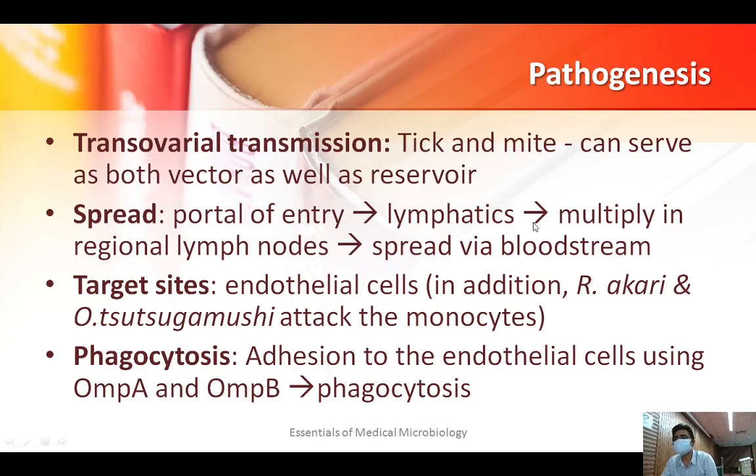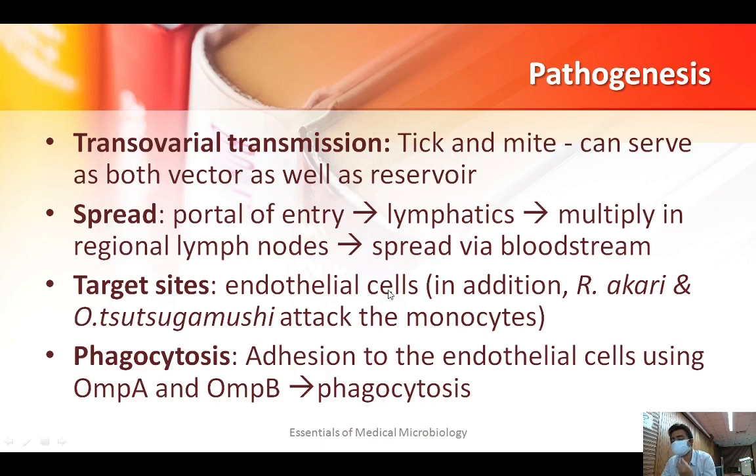After the bite from the skin, it is taken into the lymphatics. From the lymphatics, it goes to the regional lymph nodes and multiplies there. So there you have lymphadenopathy, and from there it enters again into the bloodstream. The target sites are endothelial cells, basically the capillaries. That's why those rashes occur, because it affects the endothelial cells.